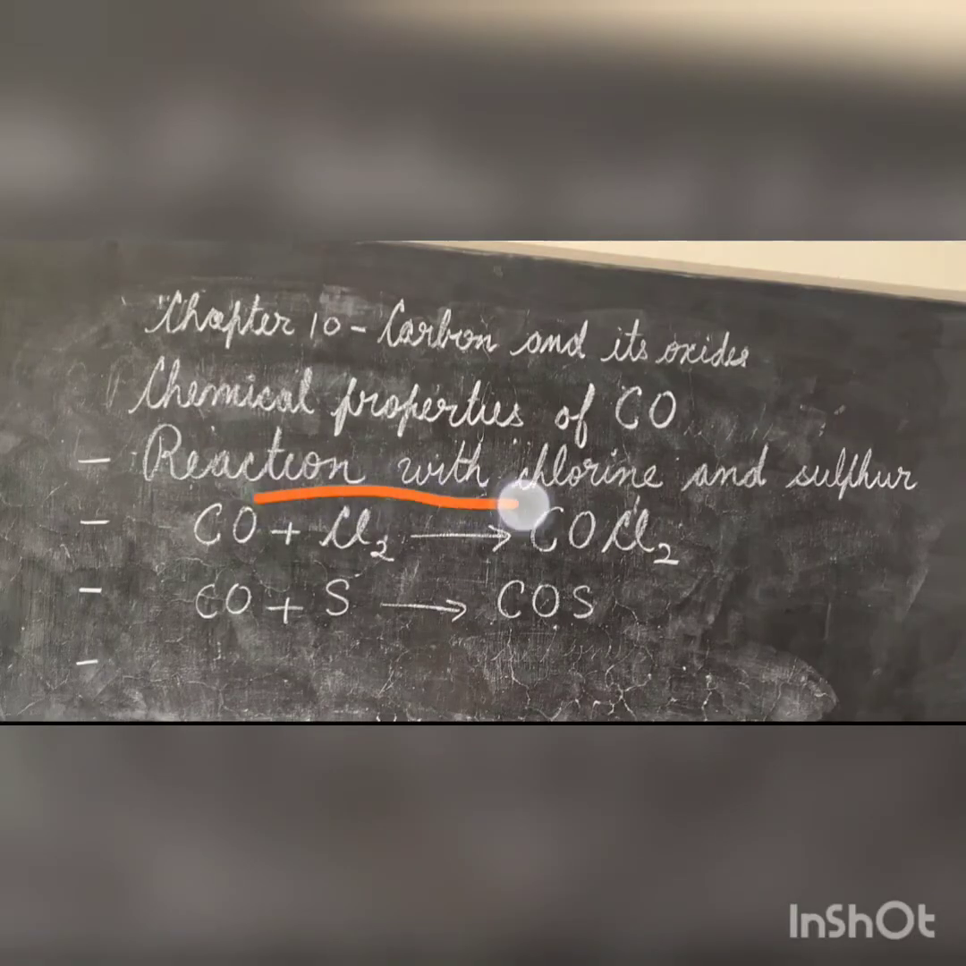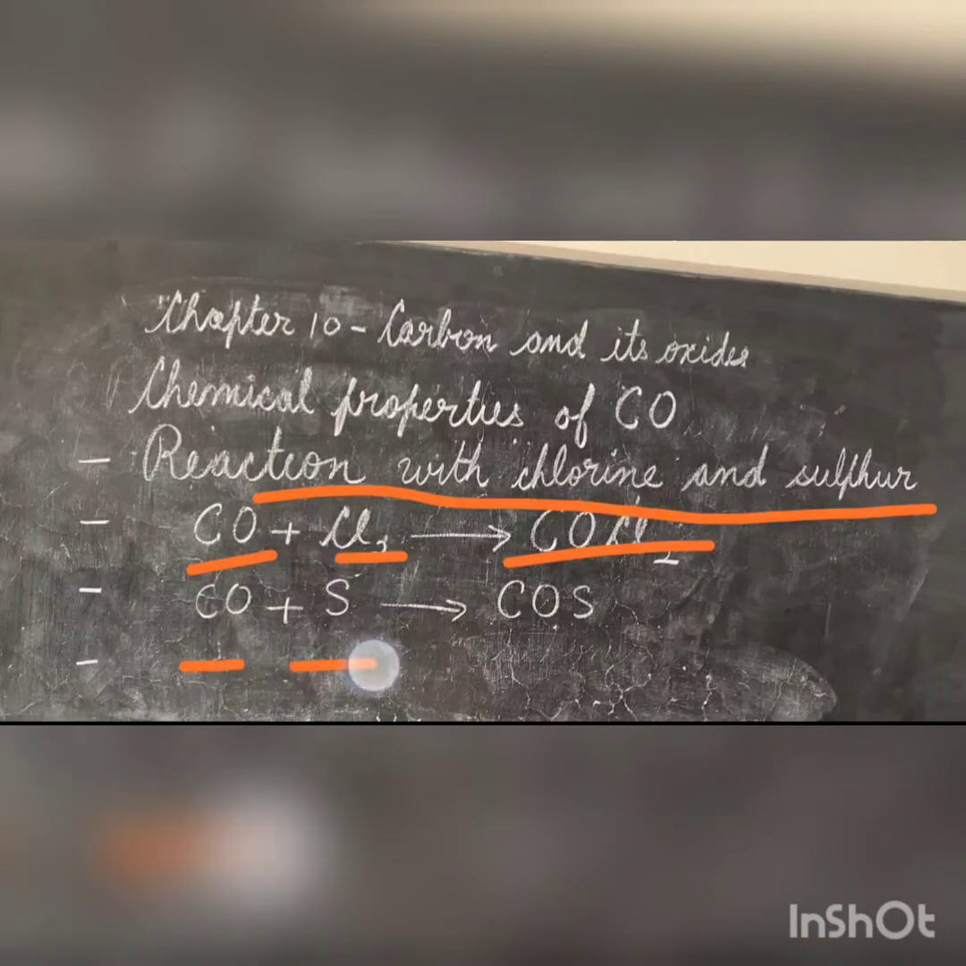Reaction with chlorine and sulfur. Carbon monoxide reacts with chlorine to form carbonyl chloride, and with sulfur it forms carbonyl sulfide.